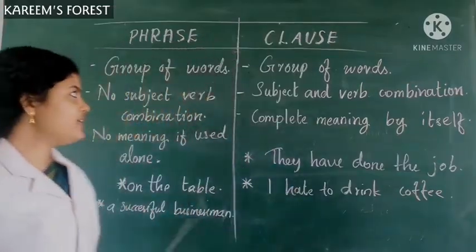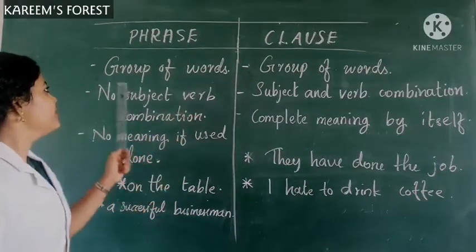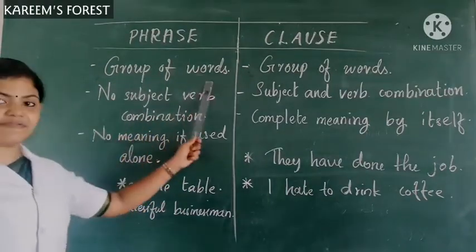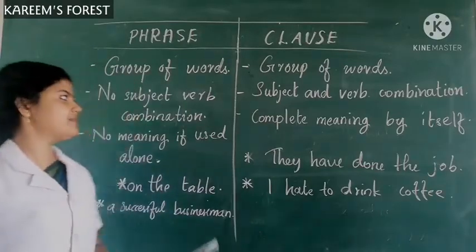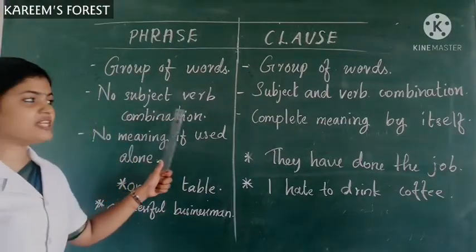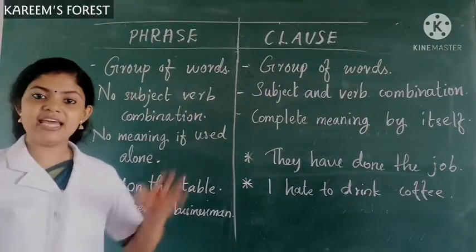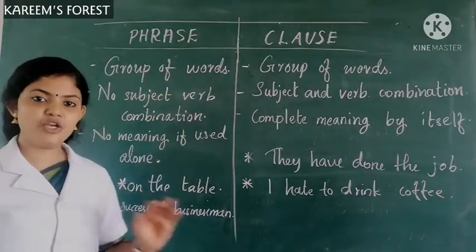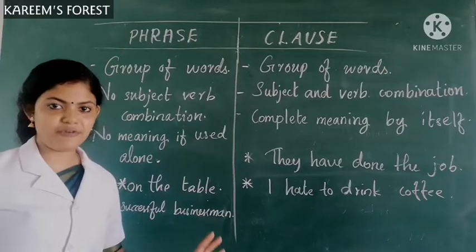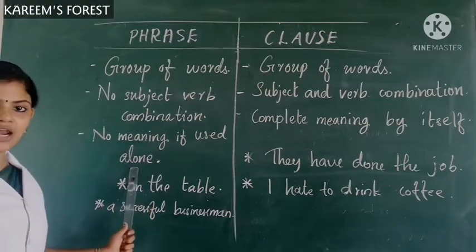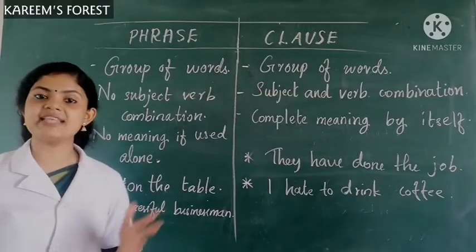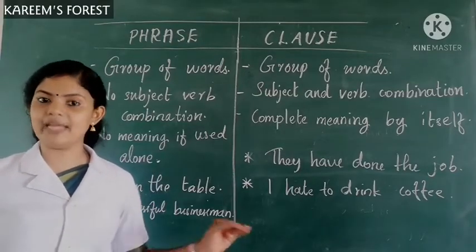So the first one is phrase. Okay, phrase is a group of words. See children, phrase is a group of words. No subject verb combination. In a phrase, there will be no subject and verb. Okay. Next one, no meaning if used alone. If we use this phrase alone, there will be no complete meaning.